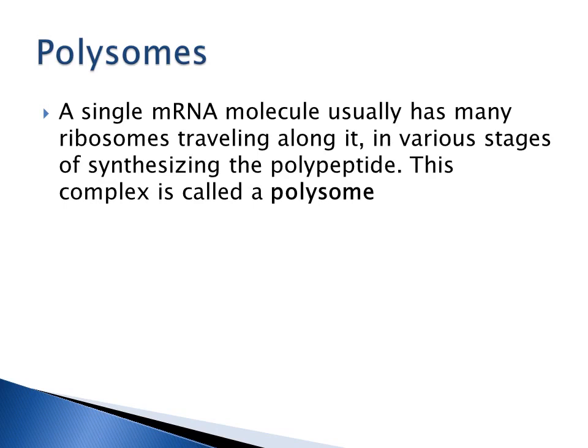A polysome is a single messenger RNA that has many ribosomes traveling on it in various stages of translation. So this whole complex of a piece of messenger RNA with numerous ribosomes and different proteins being made is called the polysome.